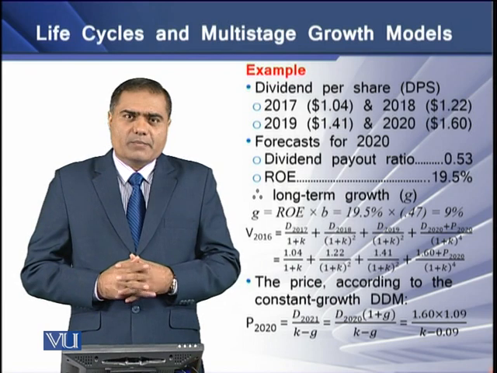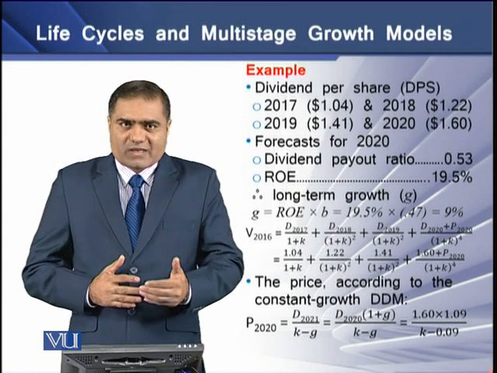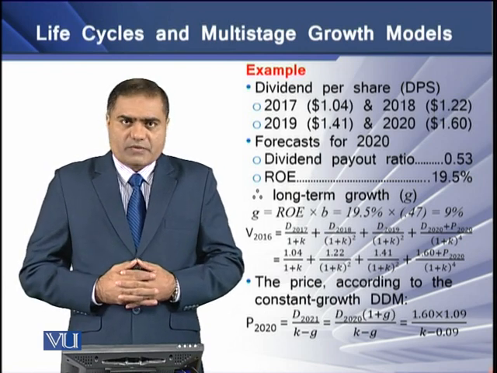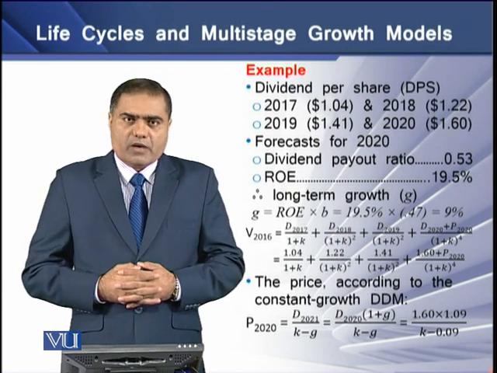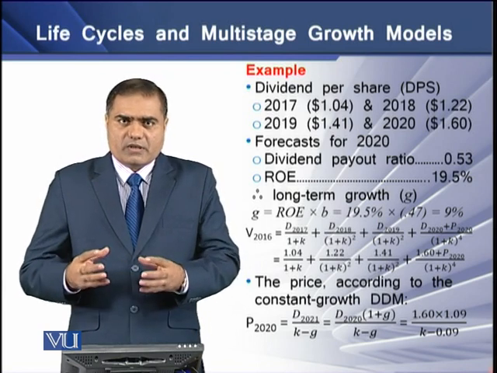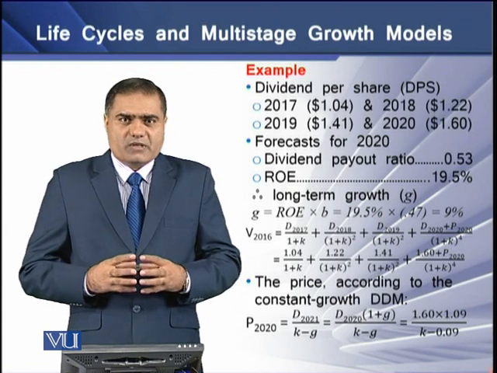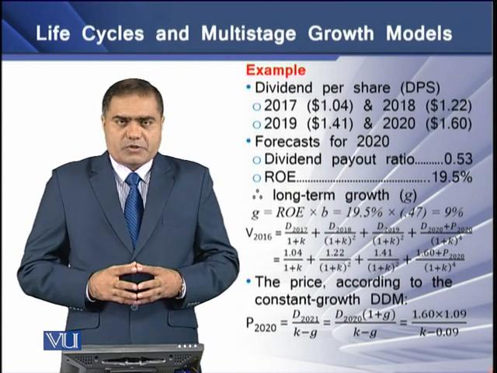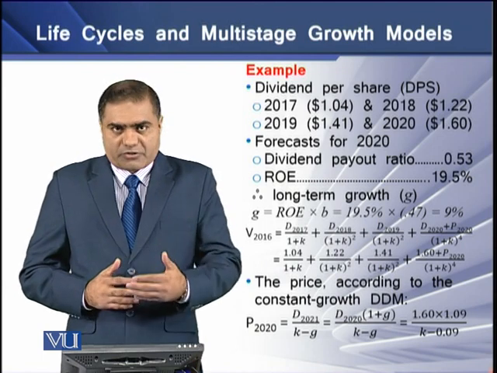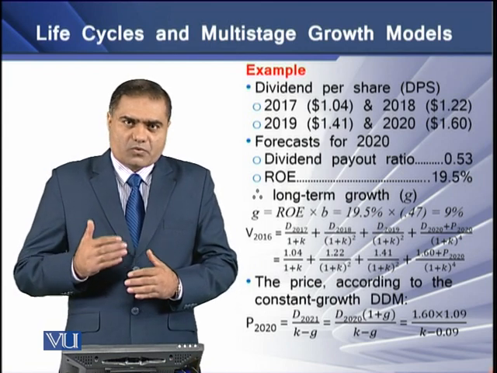Now, to understand the application of the two-stage growth model, we have an example where we have dividend per share for 4 years, from 2017 to 2020. We have a forecast for 2020 in terms of dividend payout ratio, that is 0.53, and ROE, that is 19.5%. This means that we have a long-term growth rate, or the G, and that G is equal to 9%. Now, to determine the intrinsic value for 2016, we need to capitalize the dividend for 2017, 2018, 2019, 2020, and the sale price of the stock for the year 2020.